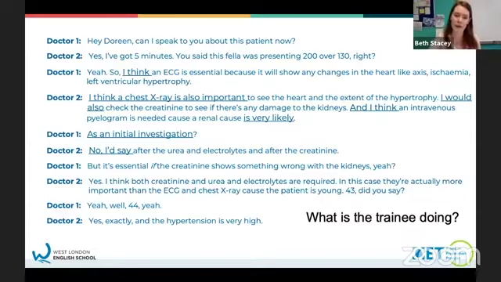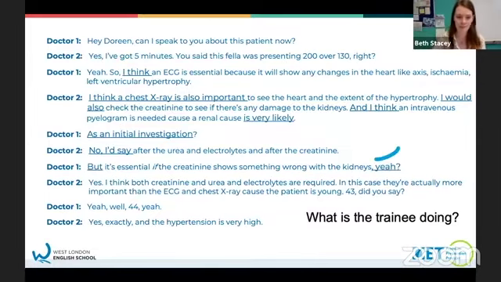And the doctor says, no, I would say something else. And then once again, Dr. 1 is kind of clarifying, but it's essential if the creatinine shows something wrong with the kidneys. And I don't know if you noticed, but when the trainee said, yeah, it kind of goes up. So as though, can you confirm this? That's what we mean when we have that right at the end with that intonation going upwards.